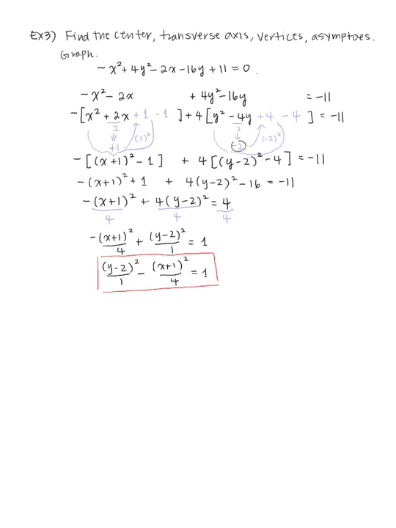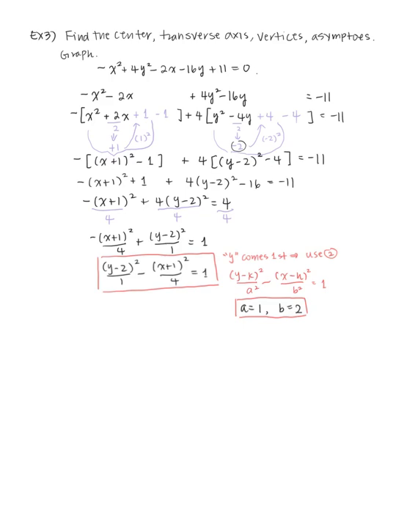Okay, now since the y comes first, we must use equation 2. So let me write it. Y comes first. Use equation 2, which is (y-k)^2 over a^2 minus (x-h)^2 over b^2 equals 1. Now from this equation, we can already tell that our a is going to be 1 and b must be 2. So let me box that because this is some important information that we must know.